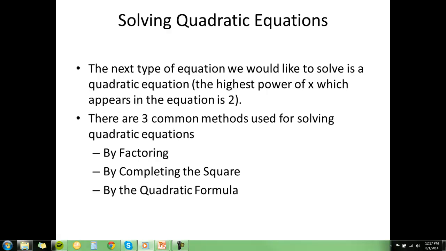The next algebra topic that we'd like to review is the topic of solving quadratic equations. In solving linear equations, what we wanted to do was find a value of x that, when we substituted it into the equation, would be true or be satisfied. With the quadratic equation, we wish to do the same thing.